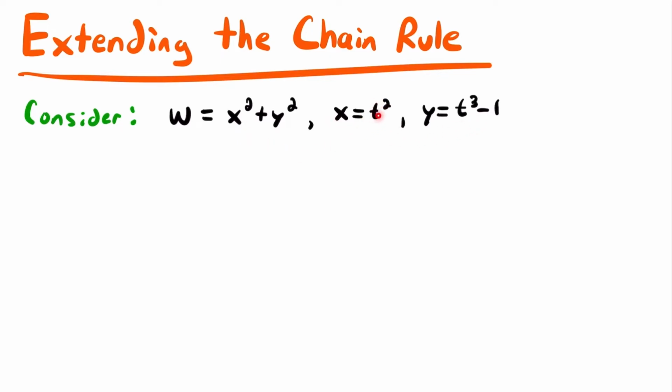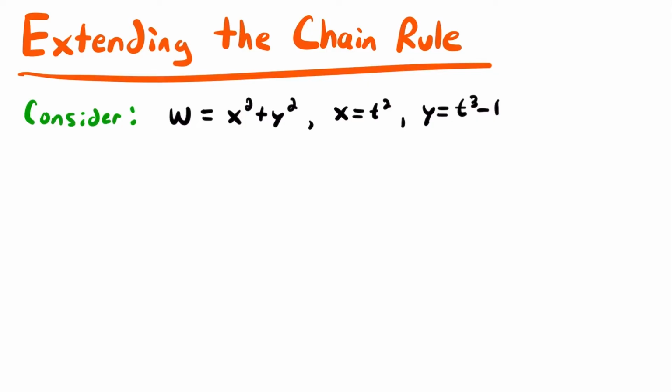You could plug in this expression for x in terms of t into this x in this function, and you could do the same thing for y. You could plug what y is equal to in terms of t in for y right here, and then after doing both of those substitutions, you would have a function of w entirely in terms of t, the independent variable.